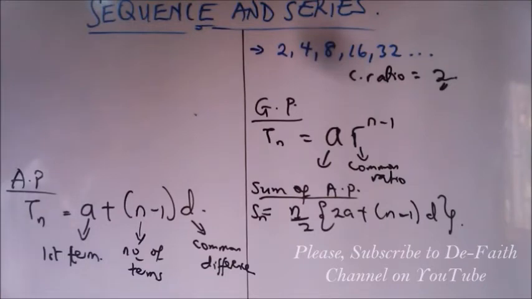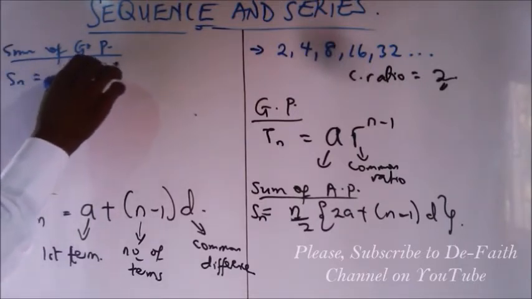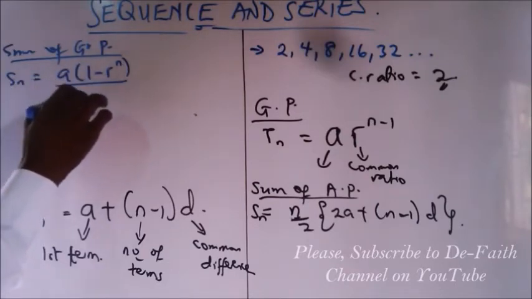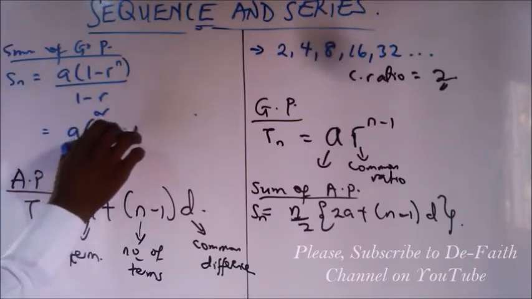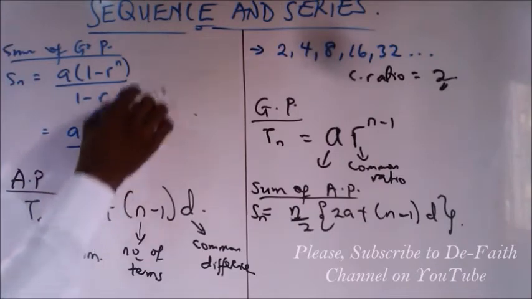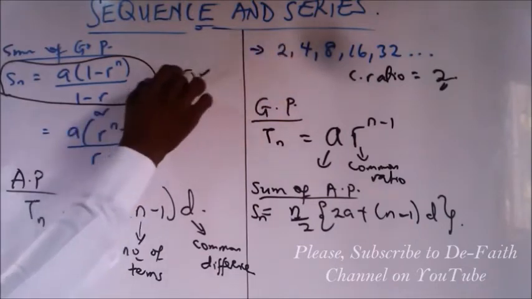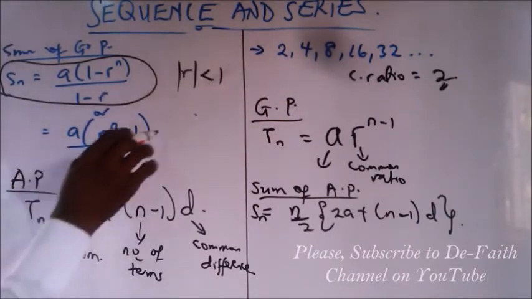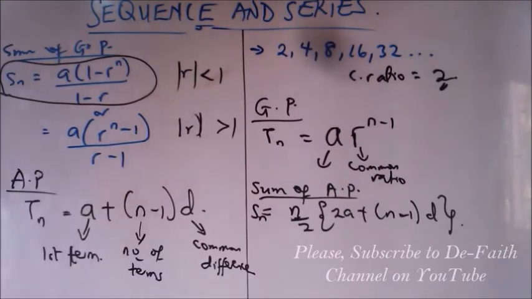Just as we have sum of arithmetic progression, we also have sum of geometric progression. The sum of geometric progression is taken as Sn equal to a into bracket 1 minus r to the power of n over 1 minus r, or a into bracket r to the power of n minus 1 over r minus 1. We use the first one for the sum of geometric progression if our common ratio is less than 1, and then we use the second one if our common ratio is greater than 1.